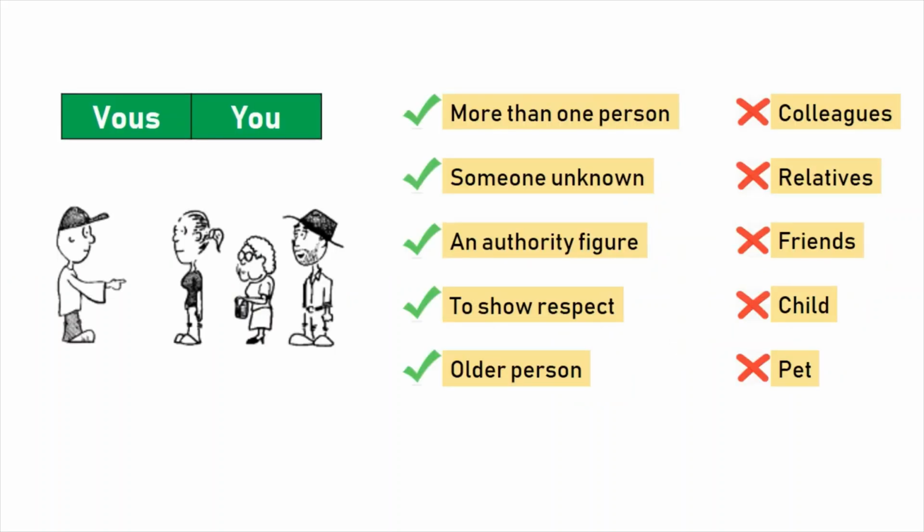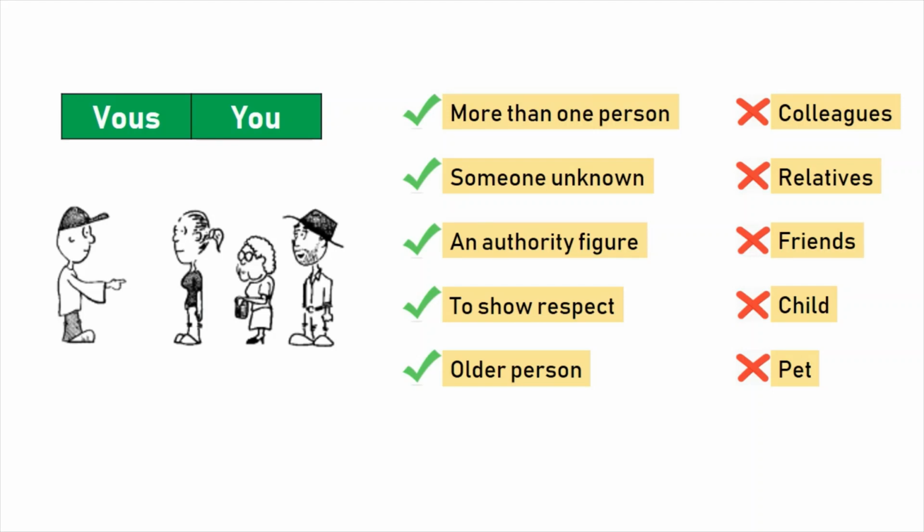The next subject pronoun in French is vous. Vous means you. It is the formal you. It is used while talking to a person whom you don't know well. It is also used to show respect or maintain a certain distance of formality with someone.